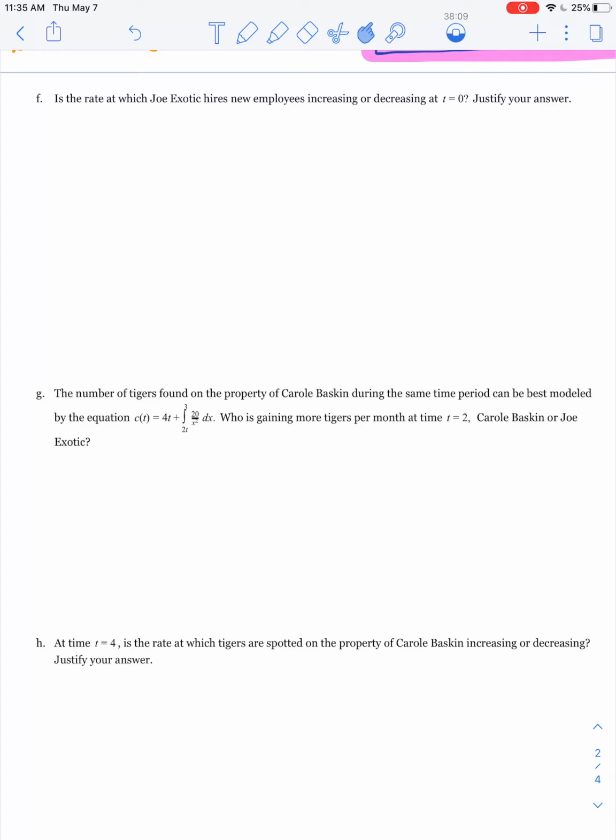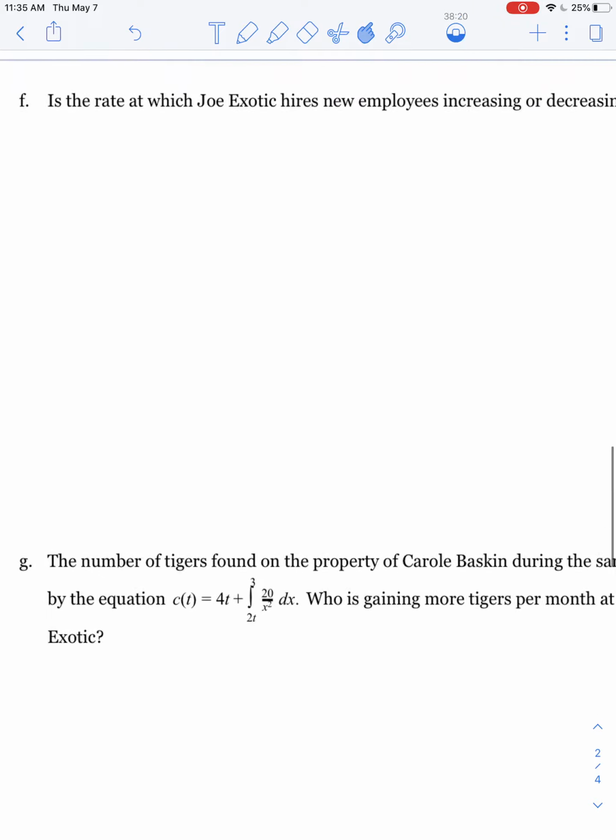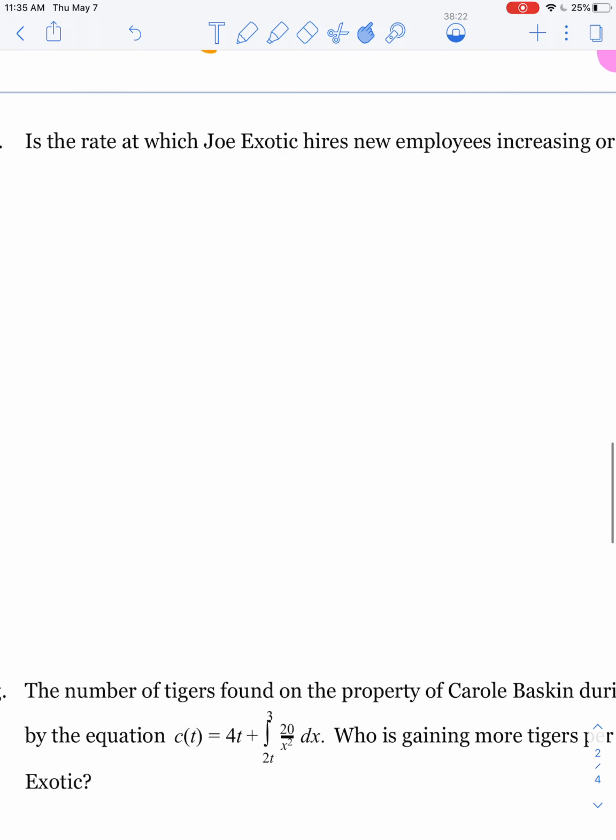So part F is asking whether or not the rate at which Joe Exotic hires new employees is increasing or decreasing at t equals 0. And just the way this is worded, it's a little bit challenging. So we need to really focus on what function we are analyzing and whether or not it's increasing or decreasing.